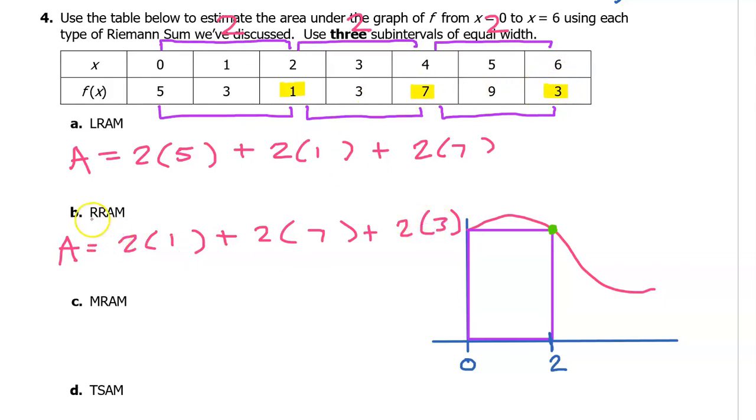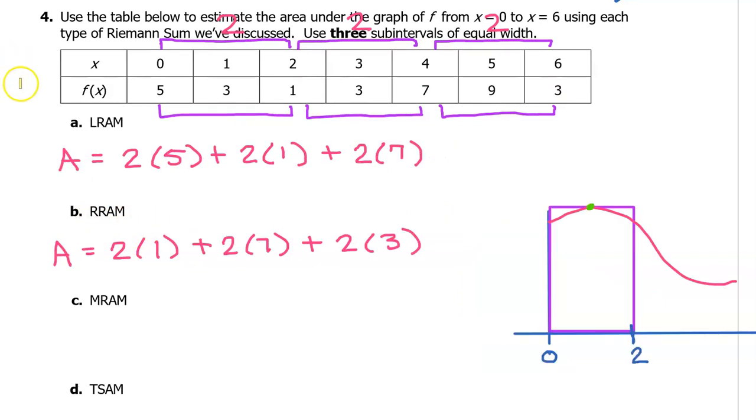And that's the answer for right rectangle approximation. So what about MRAM? What about midpoint rectangle approximation method? For this method, the height of each rectangle will be the midpoint of that rectangle. How will I find that on the chart?